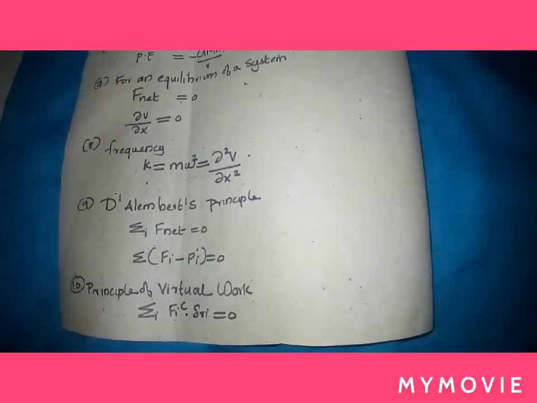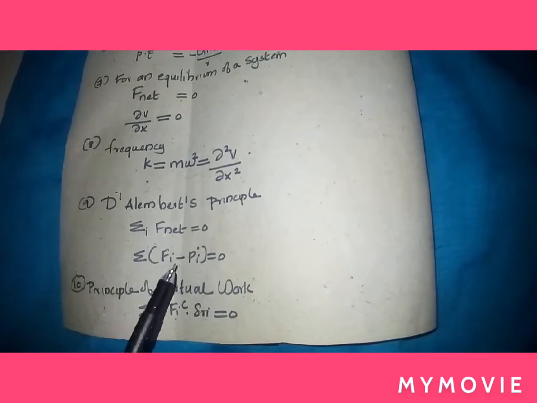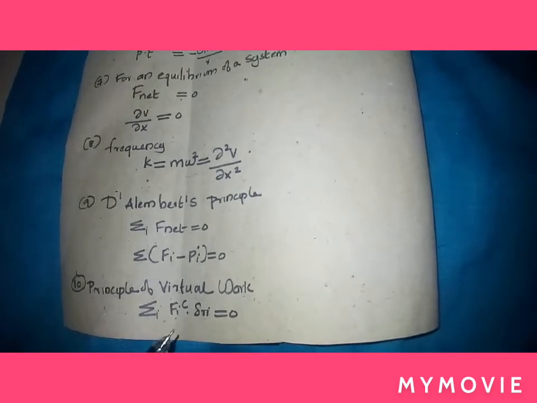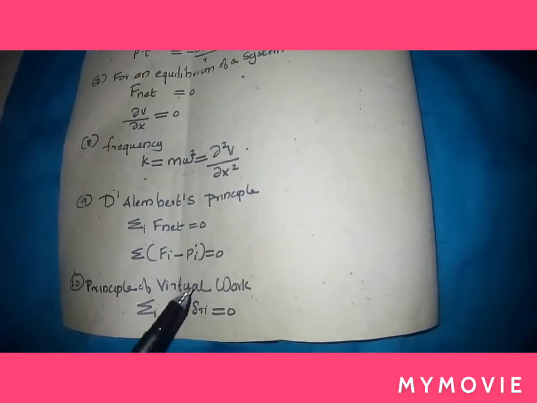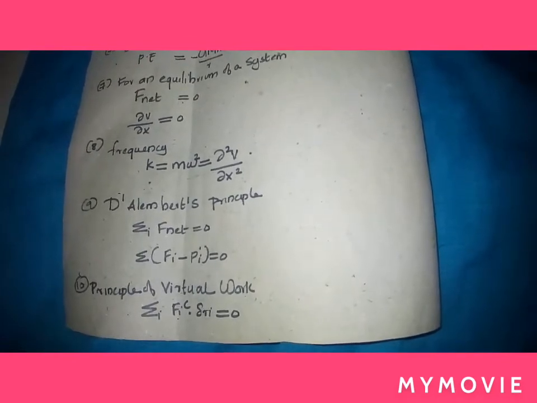D'Alembert's principle: summation over i of F net is equal to 0, that is summation over i of (Fi minus Pi dot) is equal to 0. Principle of virtual work means summation over i of Fi^C dot delta ri is equal to 0. C means constraint force, whose work is equal to 0.